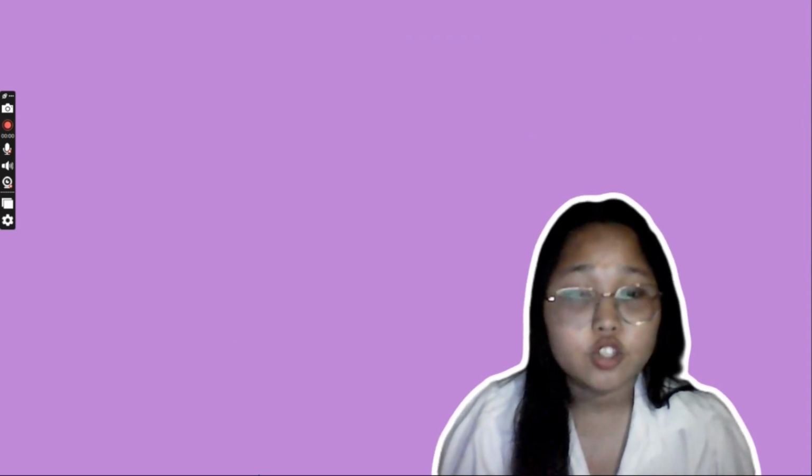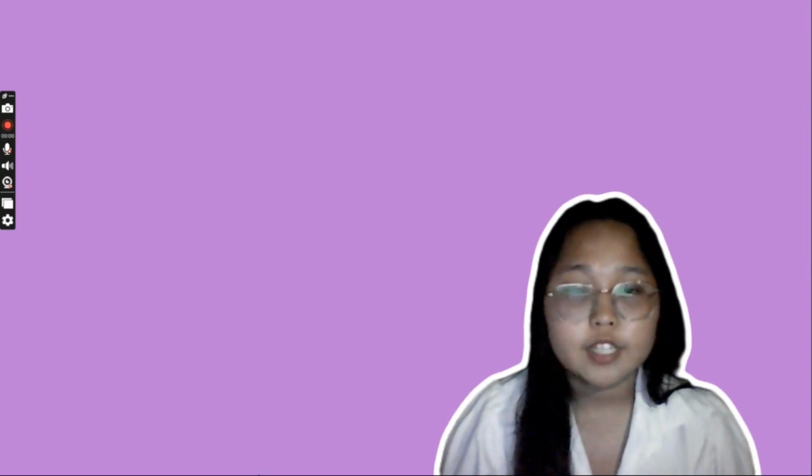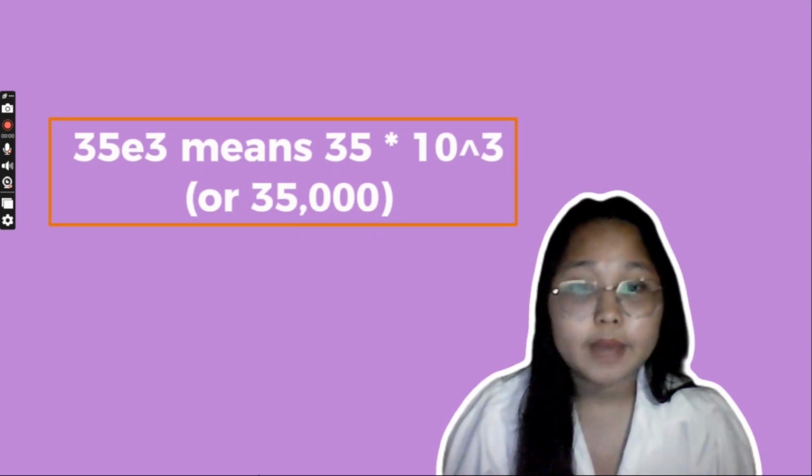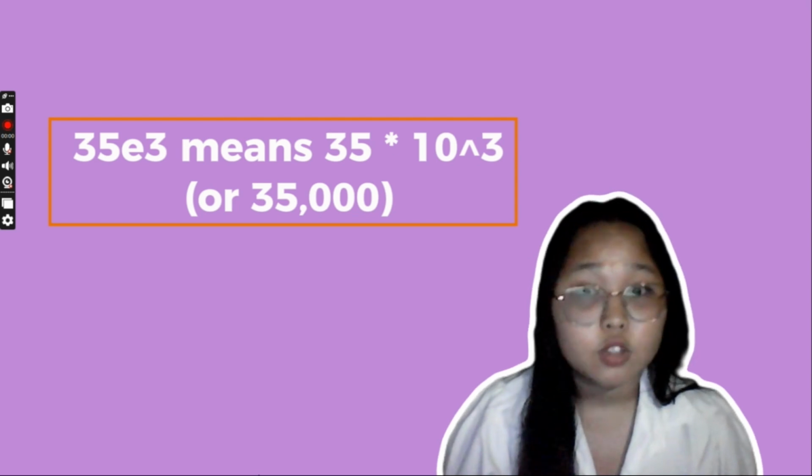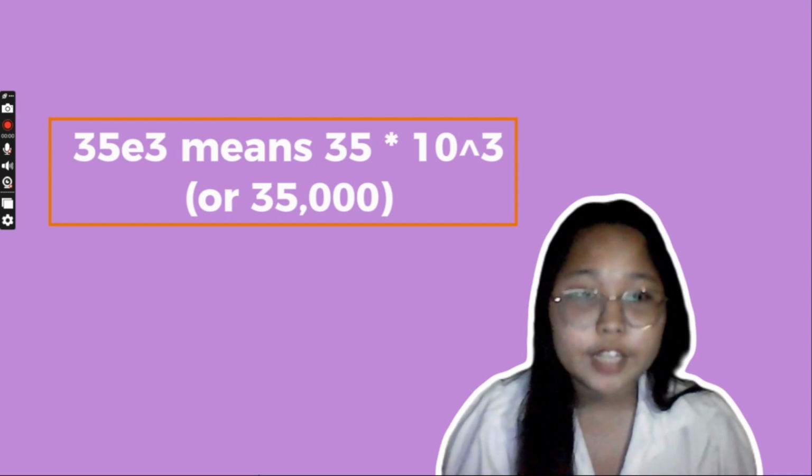You can also store scientific numbers. For example, 35E3 means 35 times 10 to the power of 3, or 35,000. You can declare it like this.